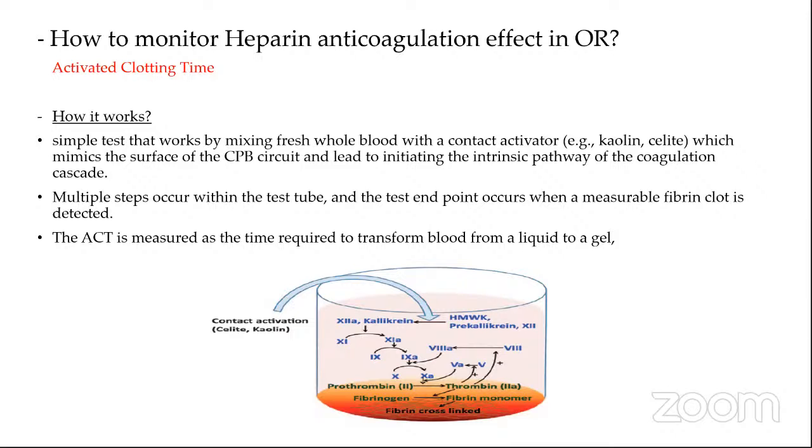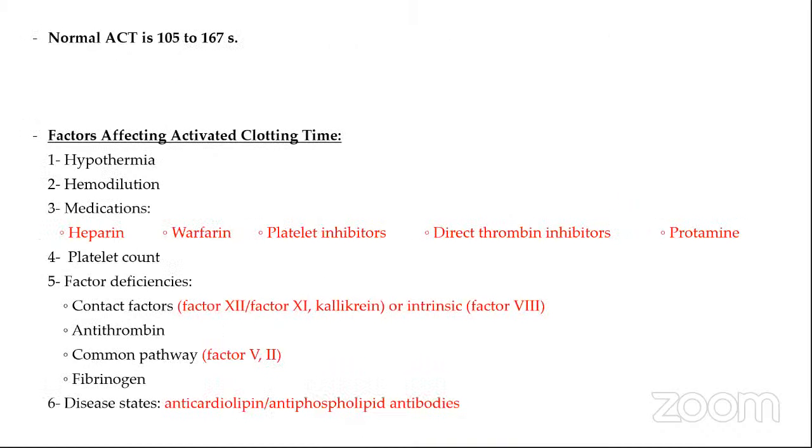And this test initiates the intrinsic pathway of the coagulation cascade and ends up with the common pathway and leads to the fibrin clot. So the multiple steps occur as in here in the test tube, and the end point is measuring the fibrin clot. The ACT measures the time from transferring the blood from liquid form to a gel form, making the clot. So the normal ACT is 105 up to 167 seconds.